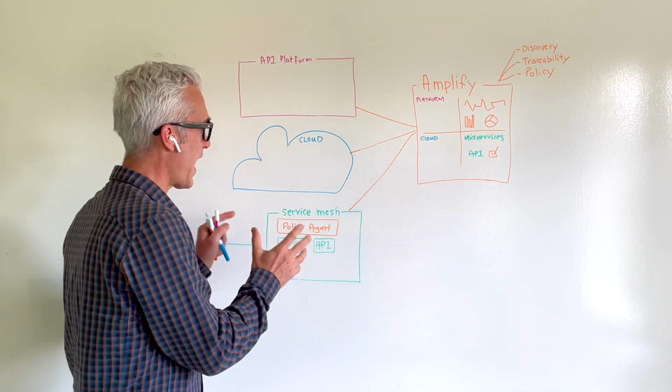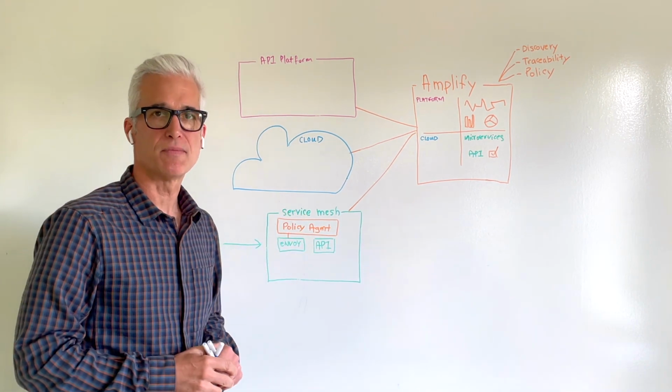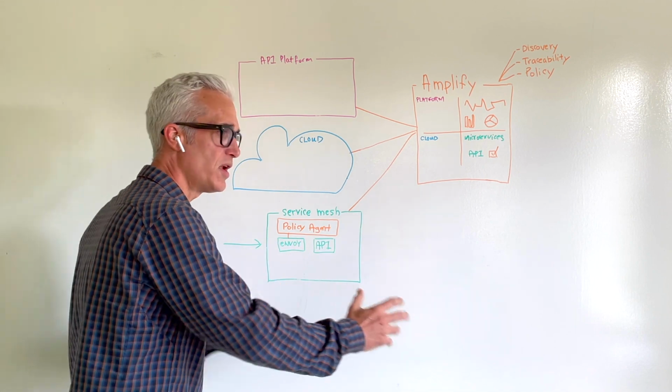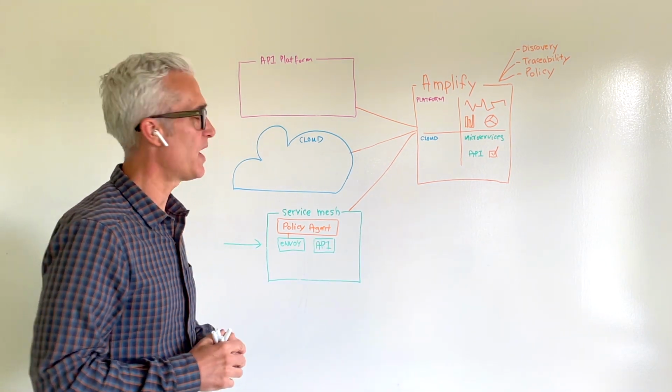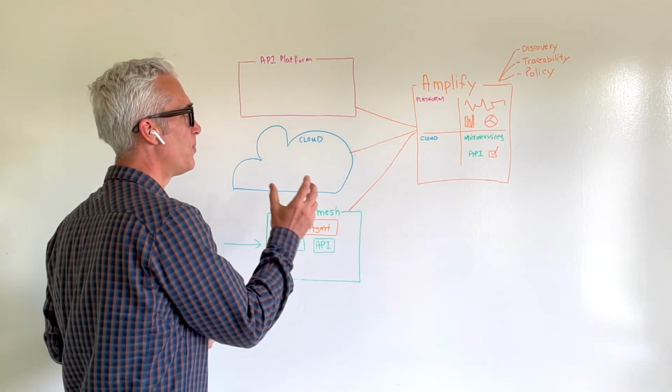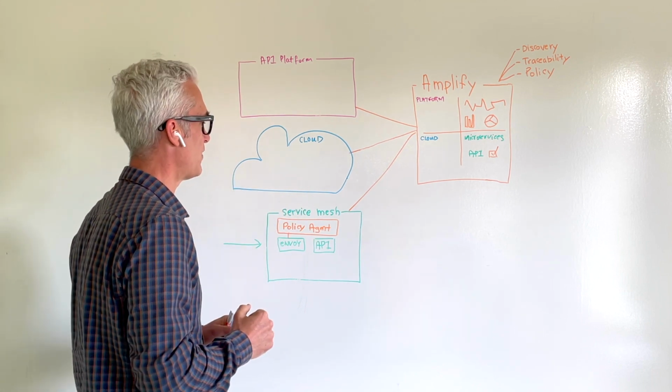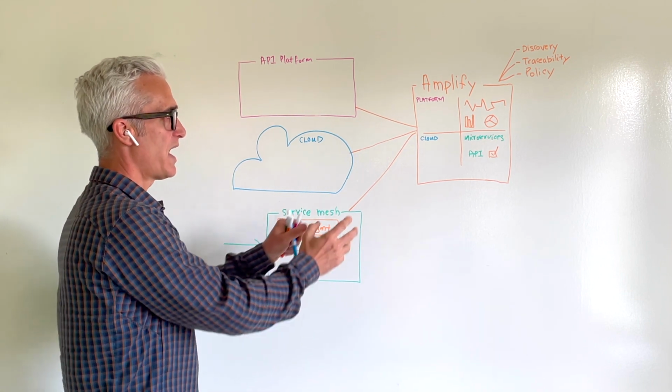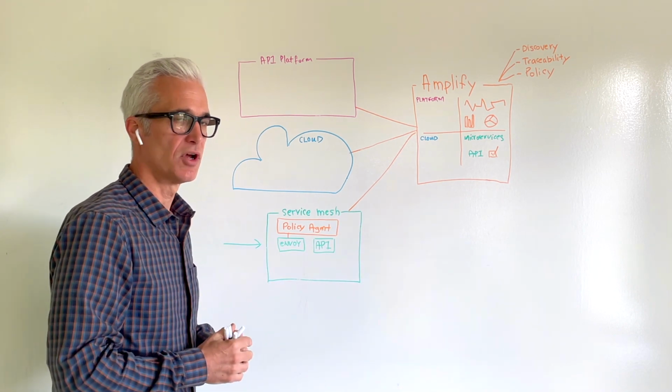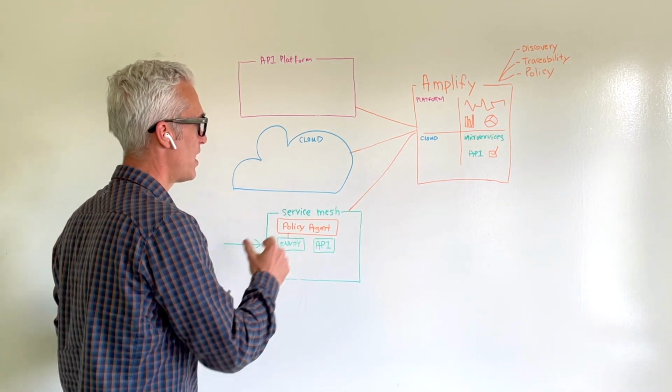So you could have multiple service meshes, each running their own APIs independently. And through the policy agent capability of Amplify, you can now have a centralized governance of the policies that are applied to APIs.